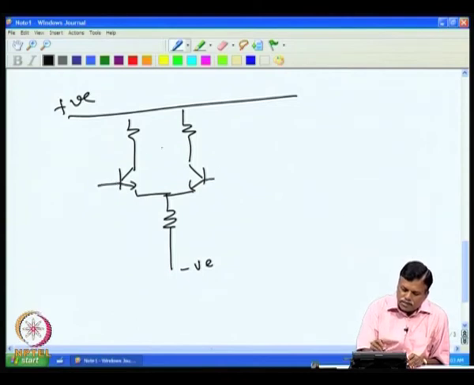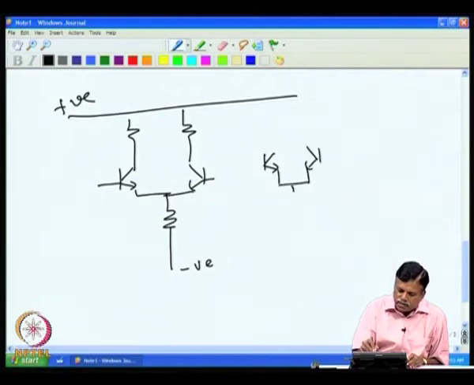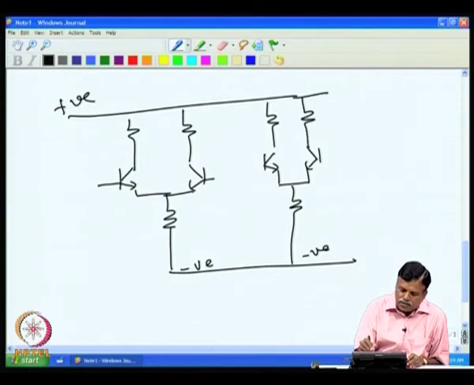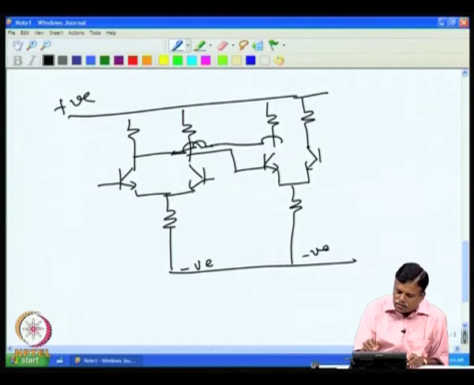Then this output is applied to one more stage of difference amplifier. Again this is given to the minus supply, and then this output is fed here, and then the other output is also fed to the next stage.